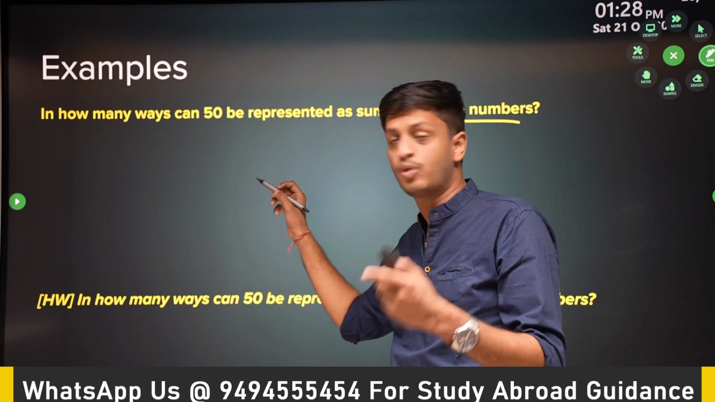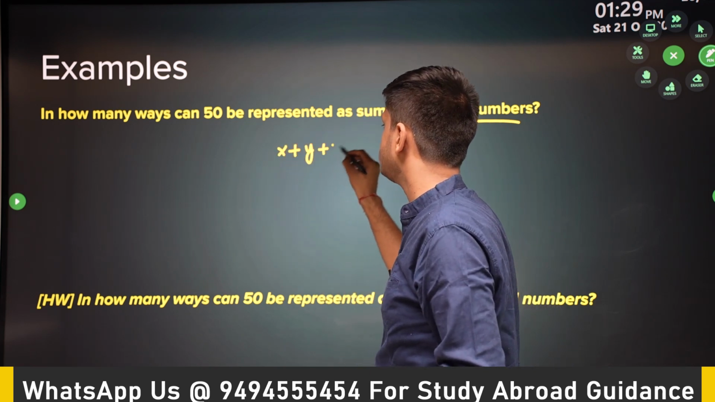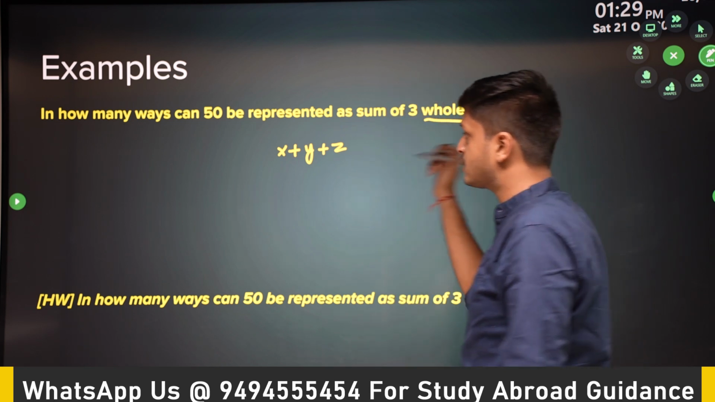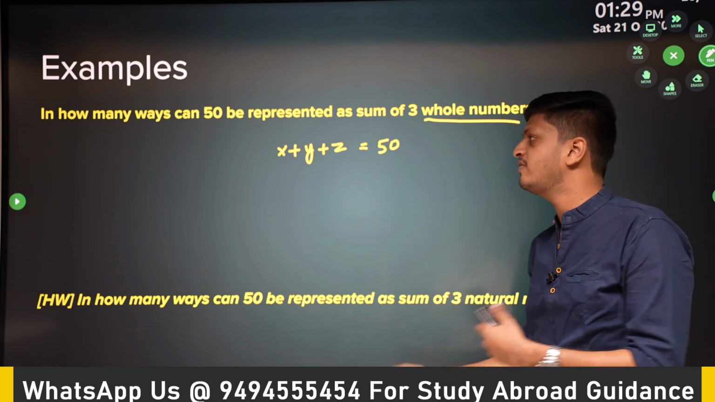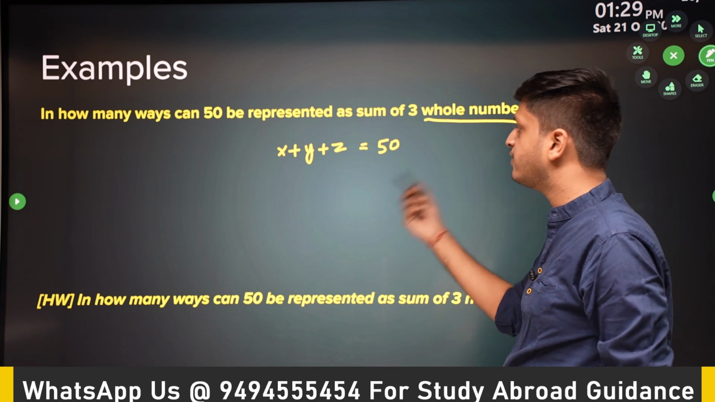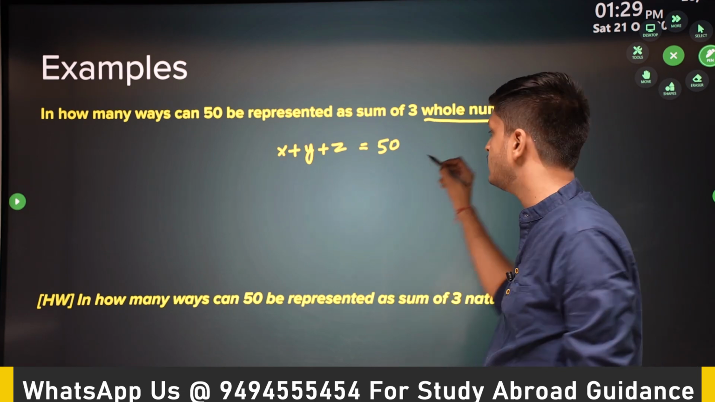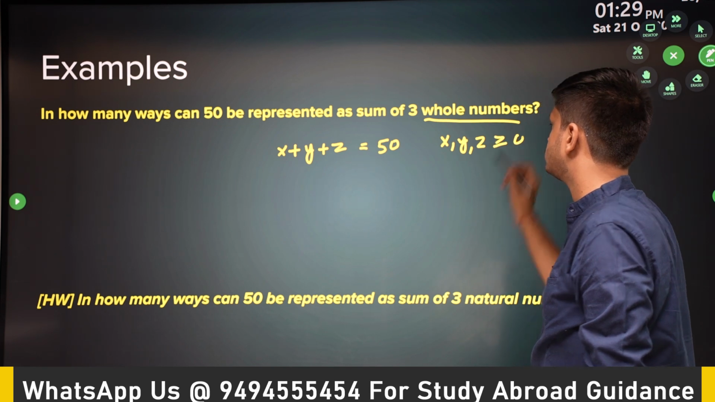Let's say that these 3 whole numbers are x, y and z. So we want x plus y plus z is equal to 50. So in how many ways can we represent 50 as a sum of 3 whole numbers? It is equal to the number of solutions to this equation in which x, y, z are all greater than or equal to 0.